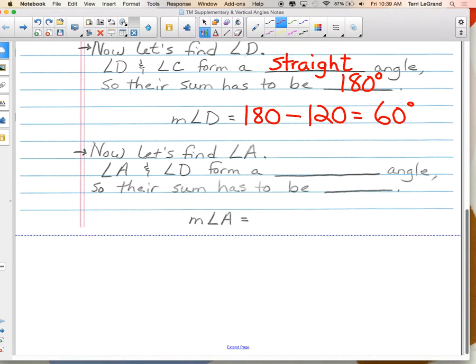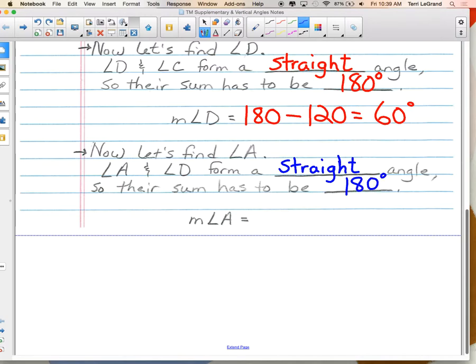Tell me something about angle A and angle D. Look at your drawing. They form a straight angle. Well, if the two of them together form a straight angle, their sum has to be 180 degrees.